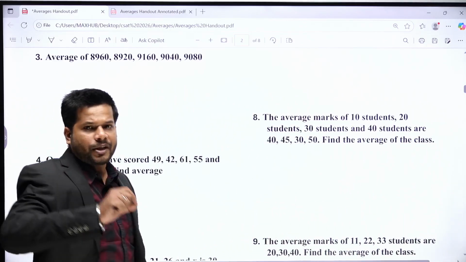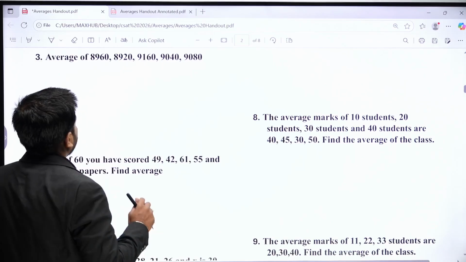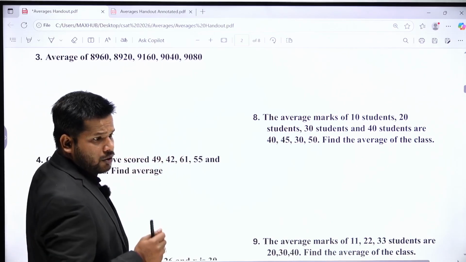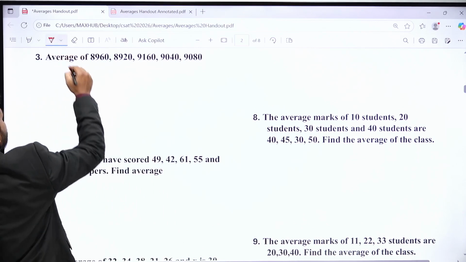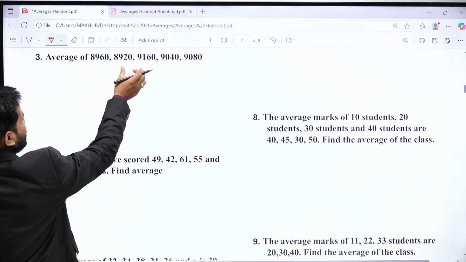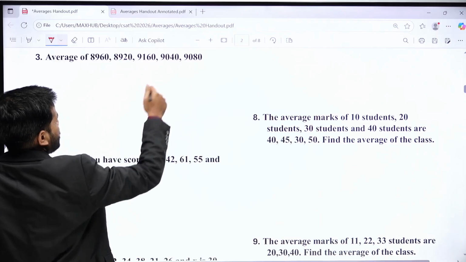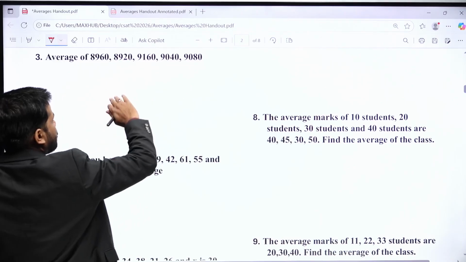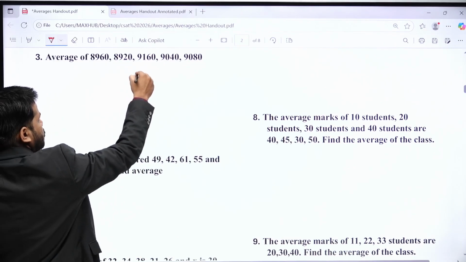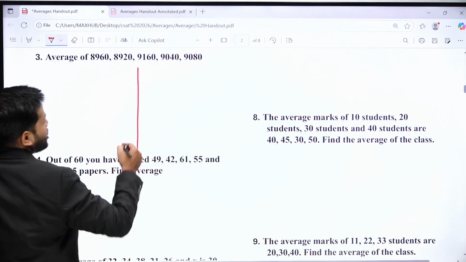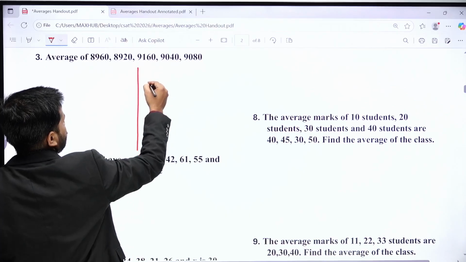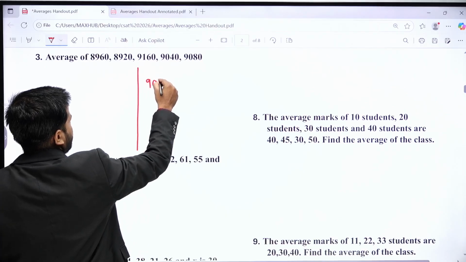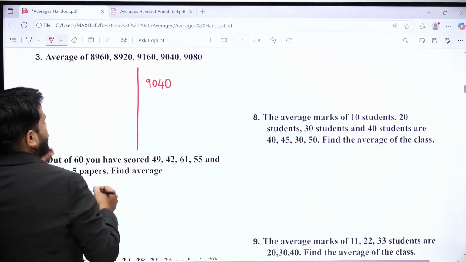यहाँ पे मैं एक चीज बताना चाहूंगा. For a complicated type question, always take good numbers as your assumed average. Good number in the sense 8960, 8920, 9160, 9040, 9080. Rather than taking a number from it, you can take a number. I will do 2 cases. एक केस में I will take a number from this itself. Which one I will take? You choose. 9040 आप ले सकते हो. I will take 9040 and I will evaluate the deviation.